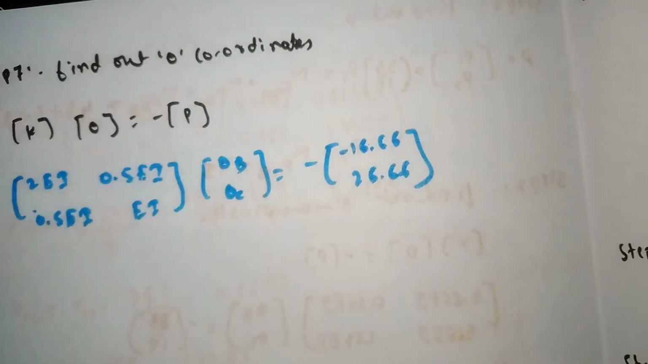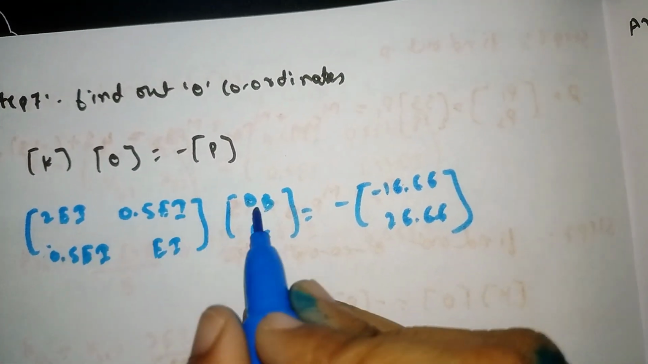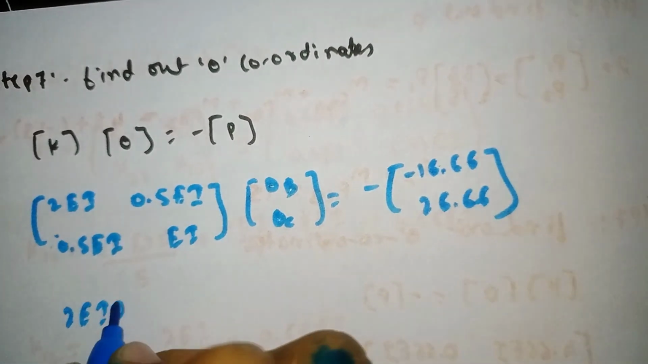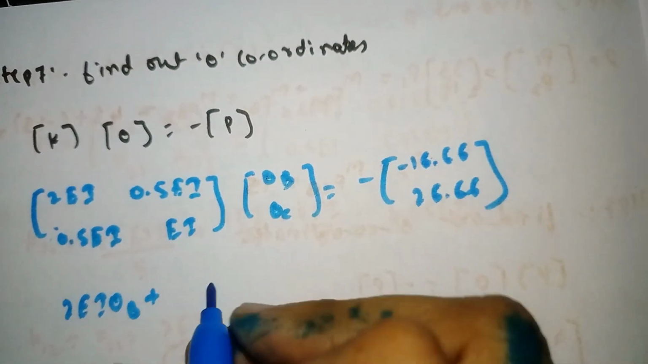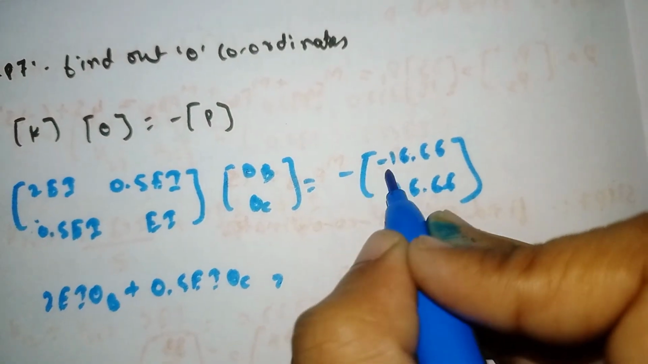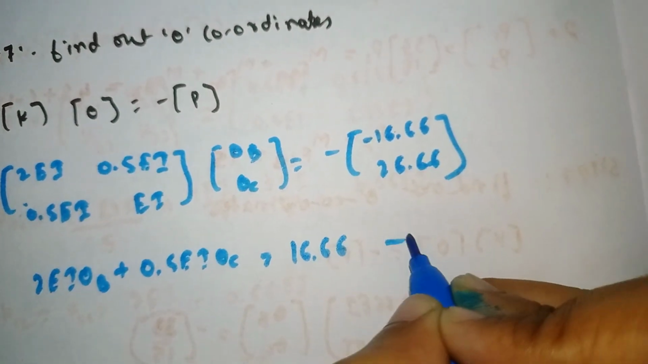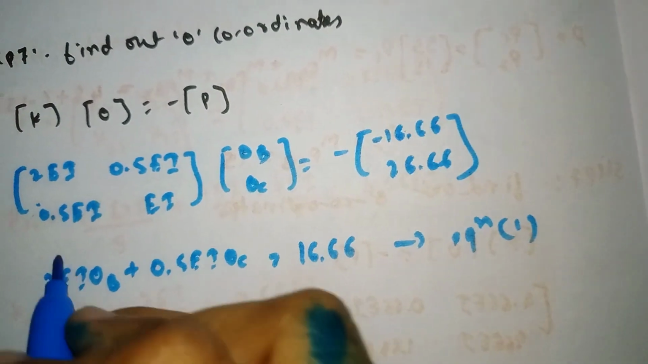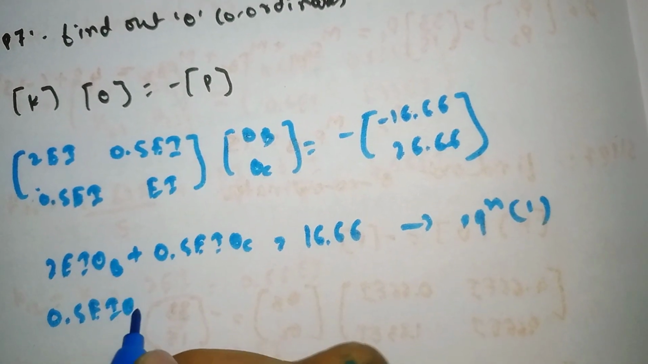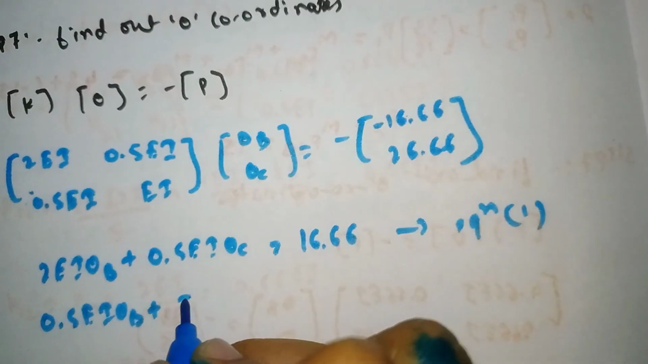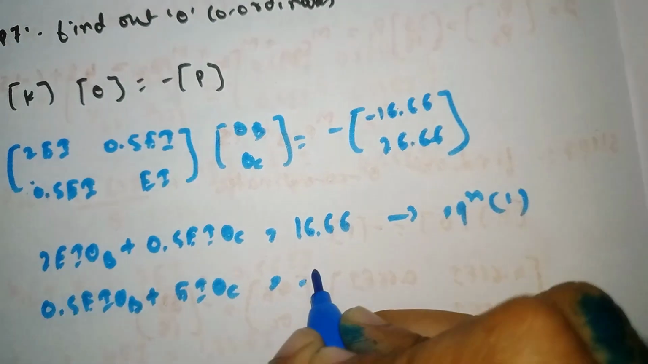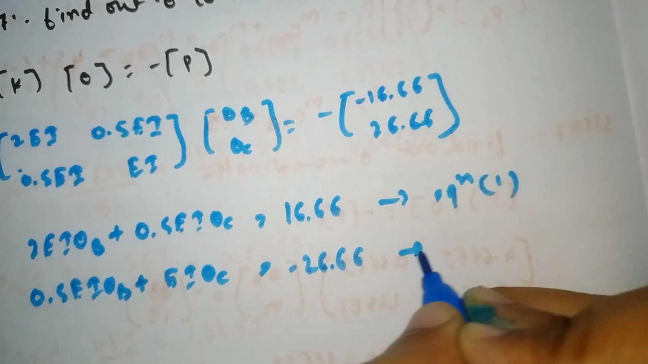Now we need to solve this. Multiplying out: 2EI theta B plus 0.5 EI theta C is equal to minus into minus, plus 16.66. Call it equation number 1. Similarly, 0.5 EI theta B plus EI theta C is equal to minus 26.66. Call it equation number 2.